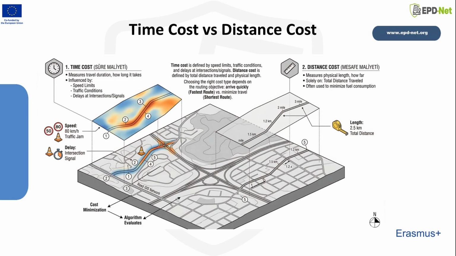Choosing the right cost depends on the routing objective. When the goal is to arrive as quickly as possible, the fastest route based on time cost is preferred. When the goal is to minimize travel distance, the shortest route based on distance cost is more appropriate. Understanding the difference between these cost types is essential for selecting effective routing strategies.